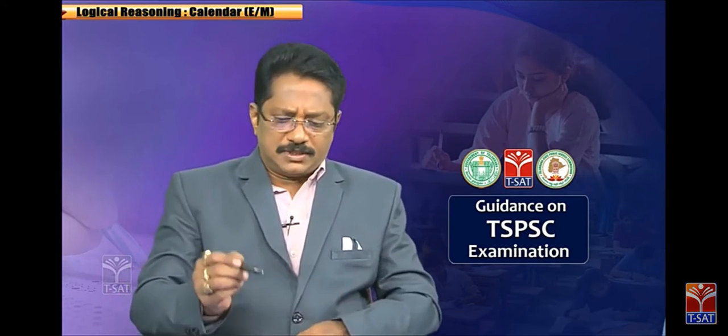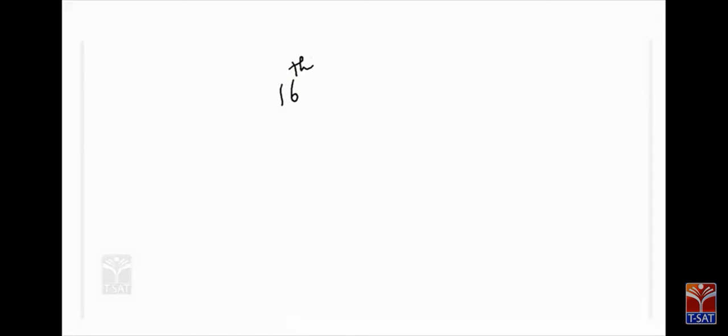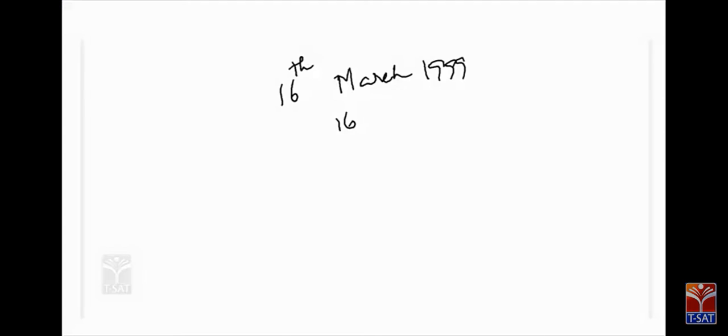Okay, as you wish. For example, 16th March 1999. 16th March 1999. How are you going to calculate the day? What is the day on 16th March 1999? So, you have to consider. What is the first one? You have to write the day 16, and the next one is simply the code of March. So, you have to write the code of March, you have to check it.